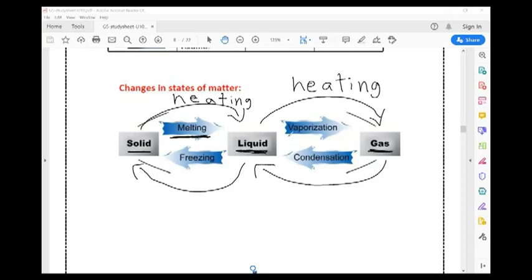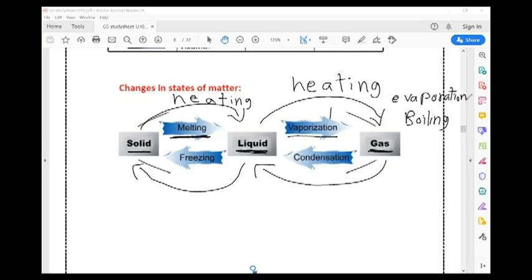It's called vaporization, and sometimes we call it evaporation. Vaporization or evaporation, the same meaning. Also boiling. So we have three words to describe the change from liquid state to gaseous state: vaporization, boiling, or evaporation.